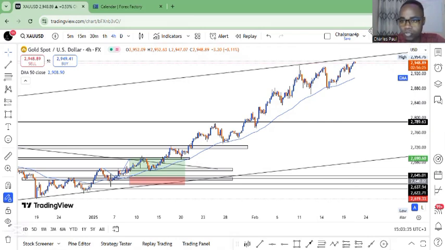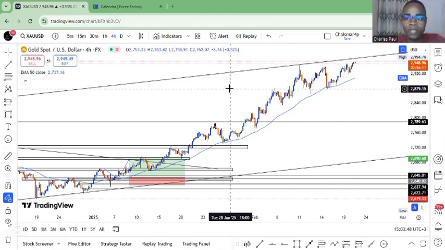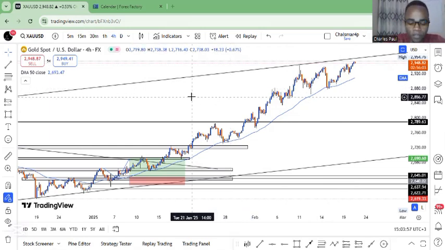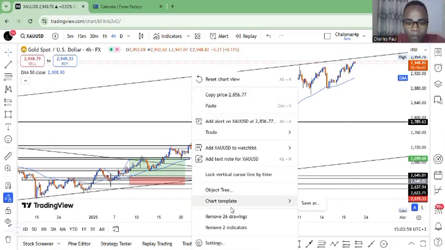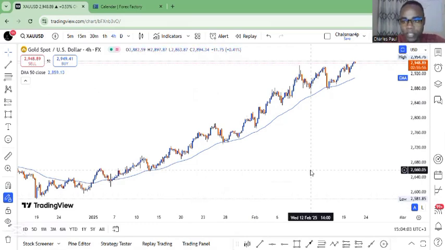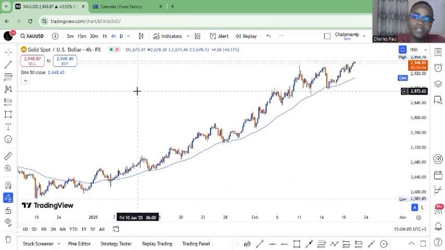So guys, today in this Zoom meeting, we're going to have an analysis on gold as we prepare for a New York session. So let me remove each and everything in this chart. Then let's start afresh. As you can see, this is my gold chart and I'm ready for analysis, guys.